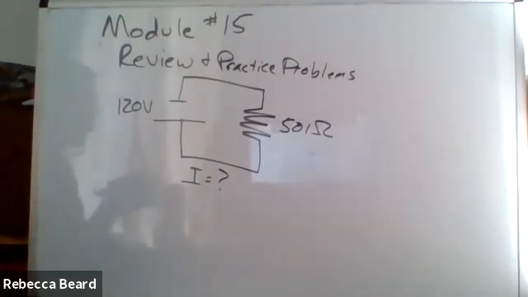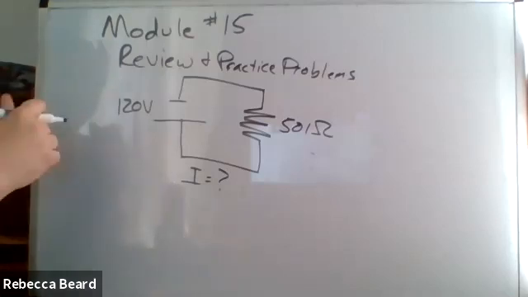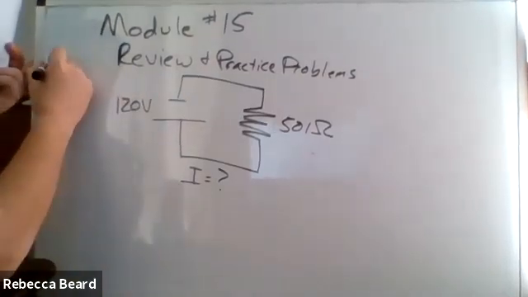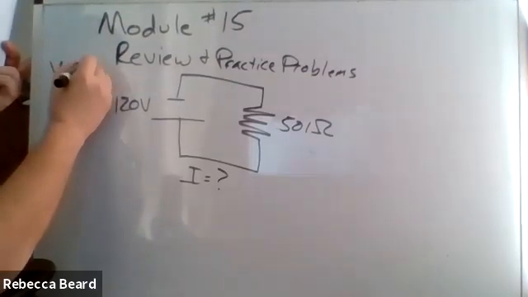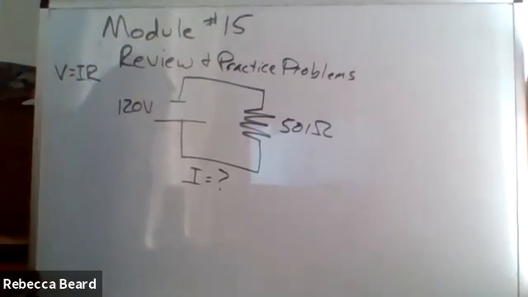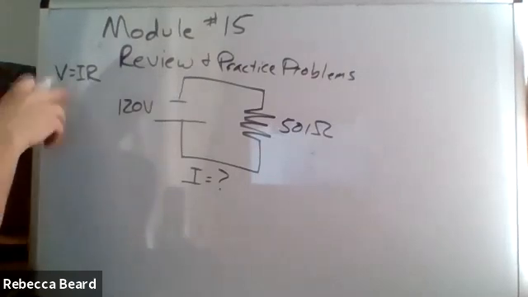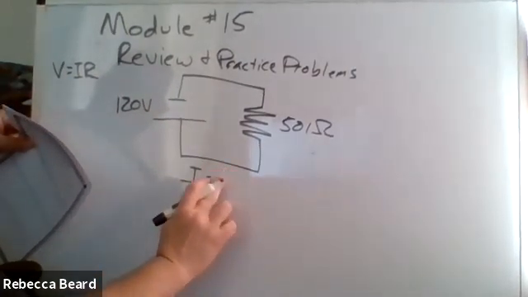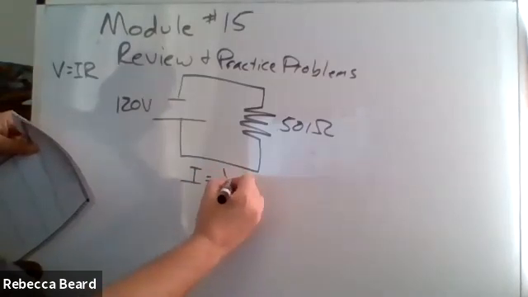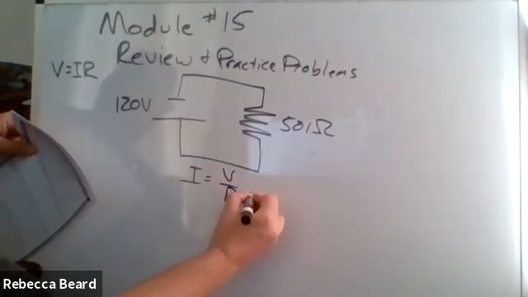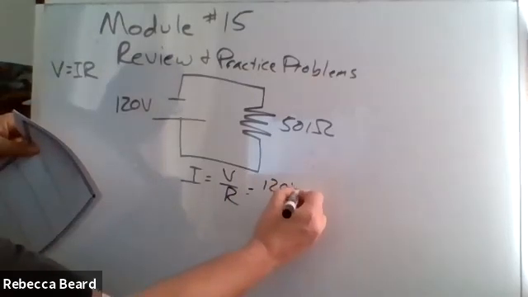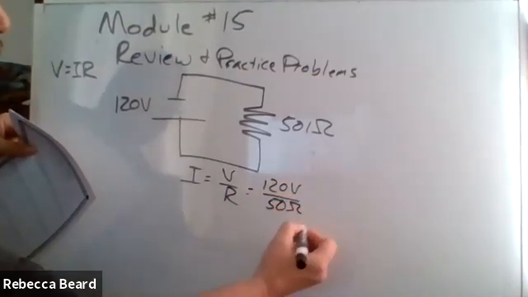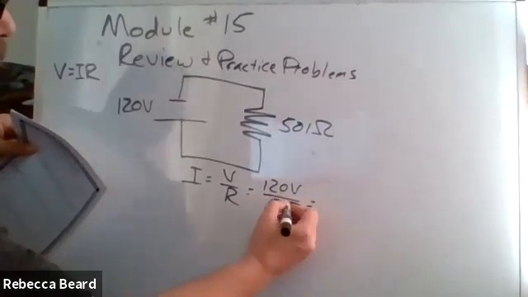This is a fairly straightforward application of our V equals IR equation. Only we have to rearrange it a little bit, so we'll divide both sides by R. So we're going to get that I equals V over R, which is 120 volts over 501 ohms.